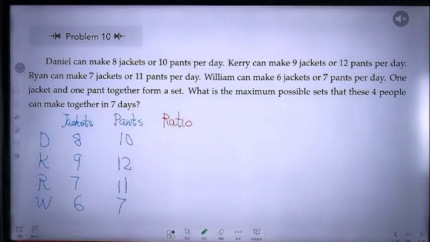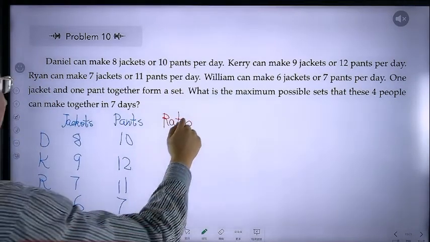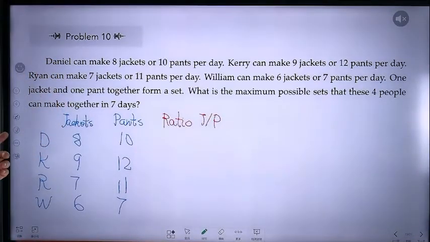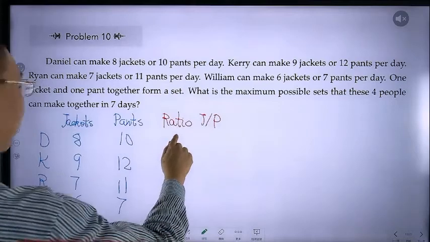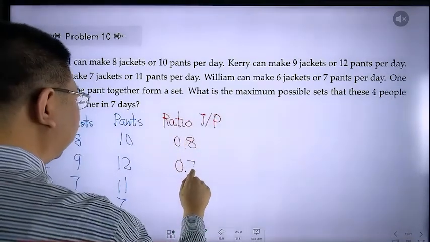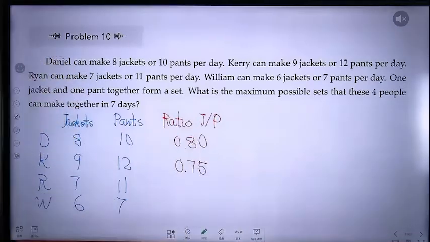That mathematics would be the ratio. I will define this ratio as J over P. Let's do that ratio first. 8 over 10 is what? It's 0.8. What is 9 over 12? Is this 0.75? So this is 0.80. What is 7 over 11?